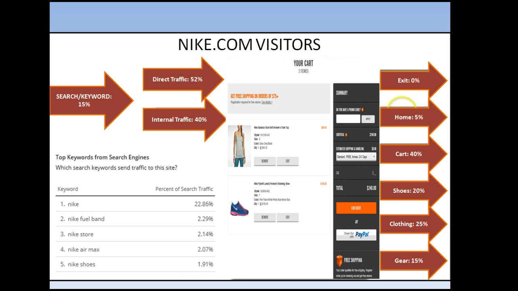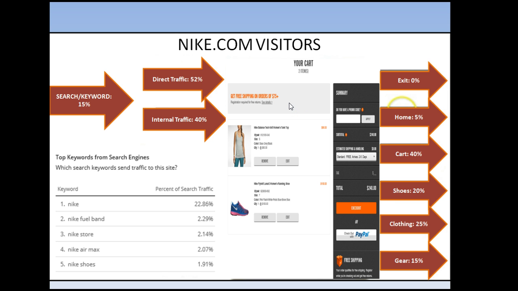And then here I use the same kind of outline that Professor had in the video lecture, just to kind of go over the guidelines in how a visitor is coming here and what they're doing. So again, the three top traffics are search keyword, direct traffic, and internal traffic. And these are the keywords that they're looking at right here.